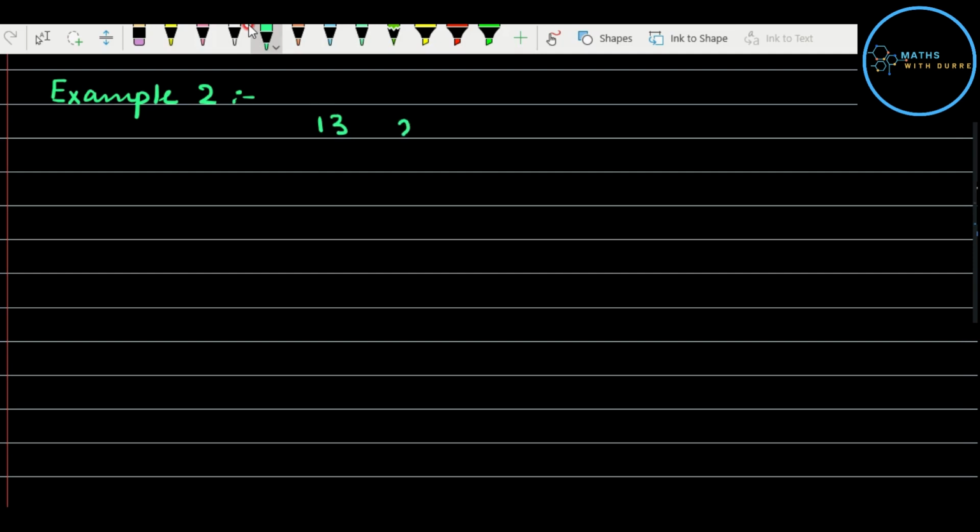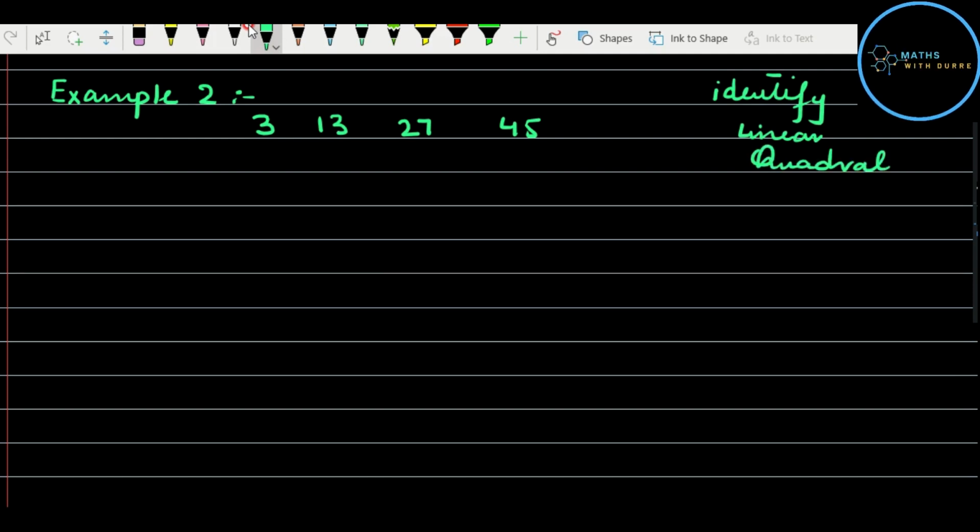The sequence is 3, 13, 27 and 45. As I told you, we have to identify what? The type of the sequence. Is it linear? Is it quadratic? Or cubic? Let's find out. Find the difference first. And also we need to calculate the next two terms.